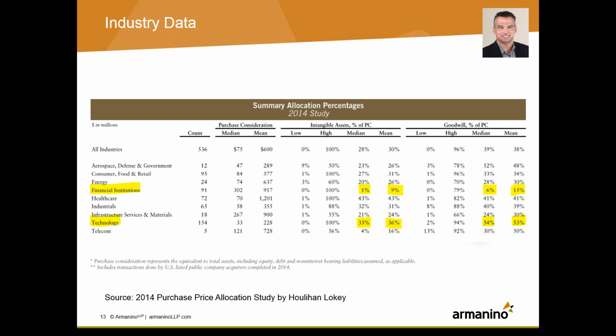Now that's very different. You look at technology, which not surprisingly has a very high level of intangible assets, and we'll go over what some of those are later. So 1/3 is the median for specific identifiable intangibles, and then a majority of the purchase consideration is actually goodwill. So it is a future expected benefit that can't be quantified at the time of the acquisition.